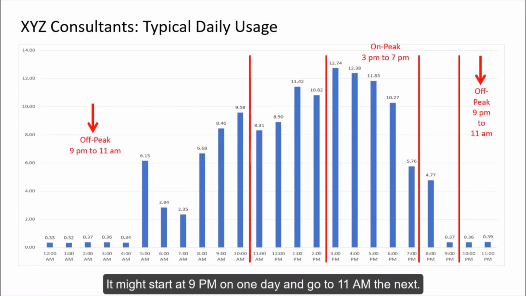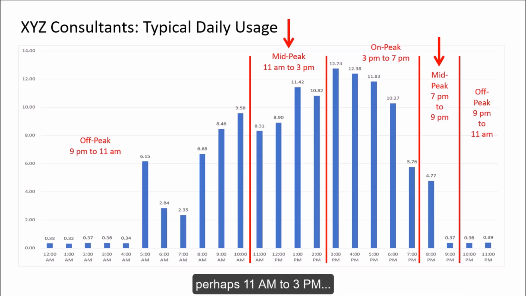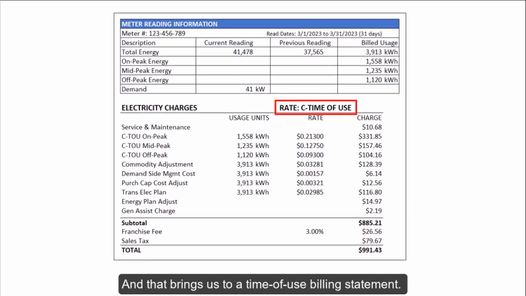It might start at 9 p.m. on one day and go to 11 a.m. the next. The blocks in between are frequently referred to as mid peak or shoulders, perhaps 11 a.m. to 3 p.m., and then again from 7 p.m. to 9 p.m. And that brings us to a time of use billing statement.